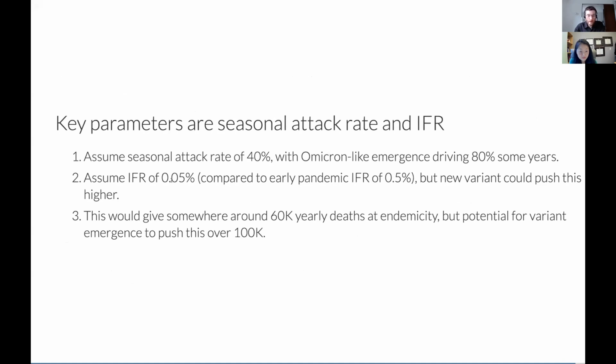And then if we assume an IFR of 0.05, which is basically what is currently happening with Omicron, we just multiply these things together. For the US, this would give 60,000 deaths a year at endemicity. New variants could push this up over 100,000. So this is not at all pandemic levels, which is really nice, but it would still be the worst seasonal respiratory virus that's circulating, and something that's perhaps twice as bad as seasonal influenza, again due to these higher attack rates. We'll see if this unfolds.